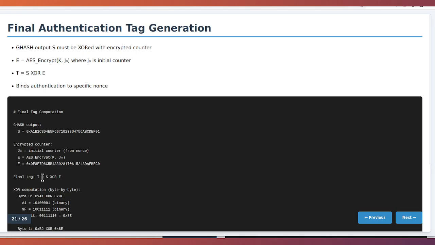Generating the final authentication tag. The GHASH output S is not quite the final authentication tag used in AES-GCM. There's one more step that adds an additional layer of security.